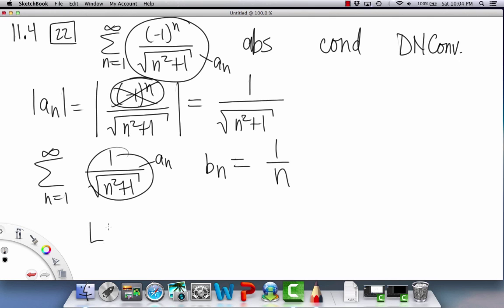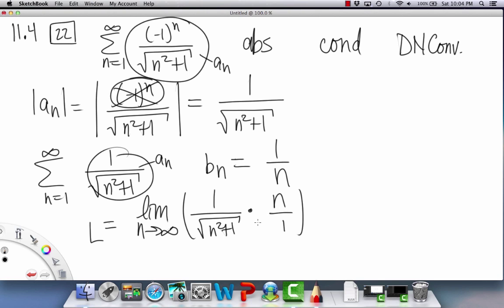Okay, so we're going to set up the limit. We have L equals the limit as n goes to infinity of a sub n over b sub n. We're just going to rewrite that over b sub n, which is 1 over n, and just flip it to come to the top. Then from here, we can rewrite this as the limit, combining the numerator and denominator into n over the square root of n squared plus 1.